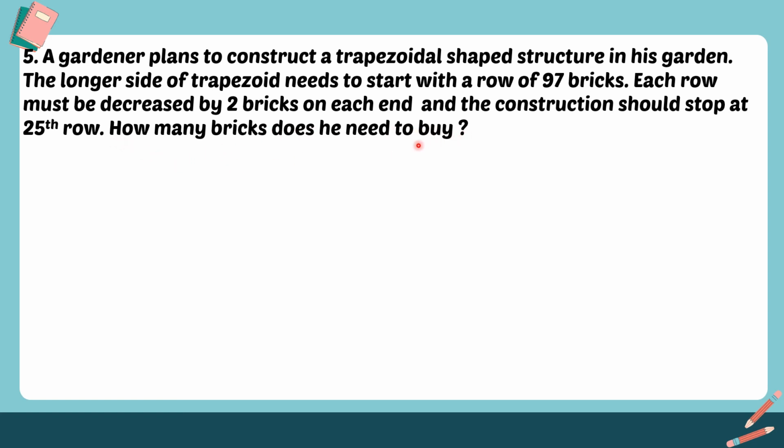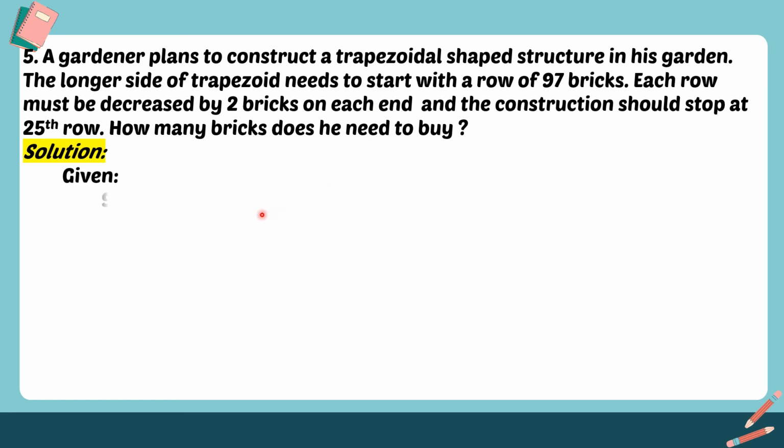So, ibig sabihin, dito sa problem na to, gagawa siya ng isang garden na trapezoidal shape. Yung bottom layer ay 97 bricks, tapos magbabawas daw siya ng 2 bricks sa magkabilang dulo. So, yung susunod na layer magiging 93 bricks na lang dahil mababawasan ng 2 bawat dulo. And then, kailangan niya daw mag-stop dun sa 25th row. Ang tanong is ilang bricks daw yung kakailanganin niya sa paggawa ng kanyang trapezoidal garden.